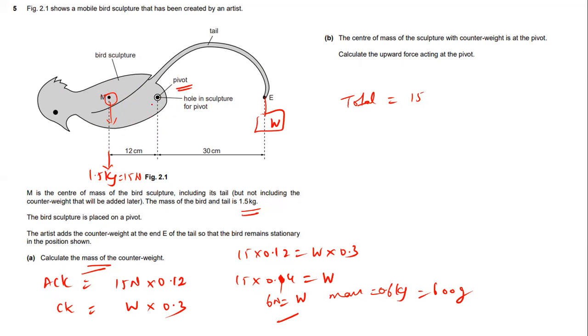So what I do instead is take this point and pivot it over here. Then I remove this mass and add it over here. Now I ask, what is the total upward force acting on the pivot? It would have to be equal to the weight acting downwards, which is 15 plus 6, which is 21 Newton force.